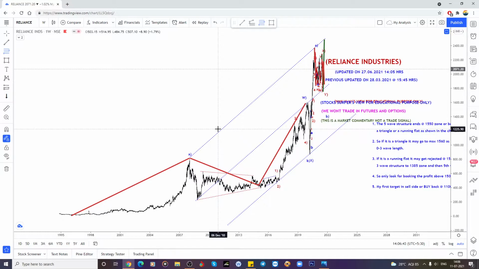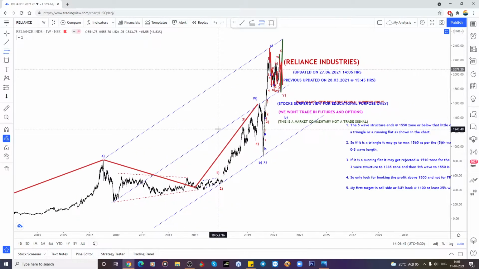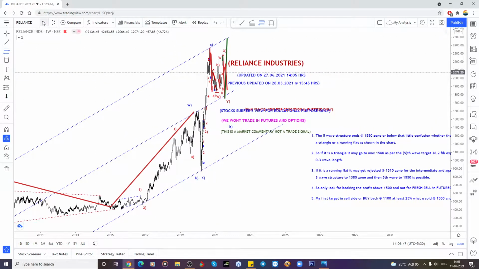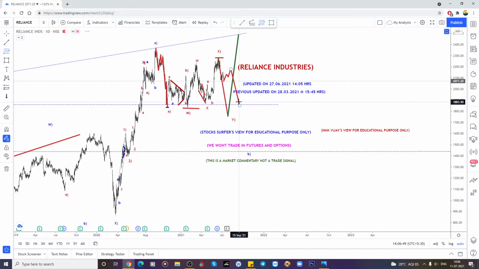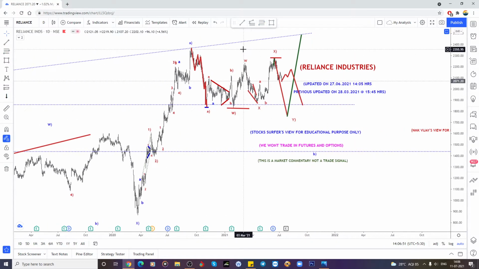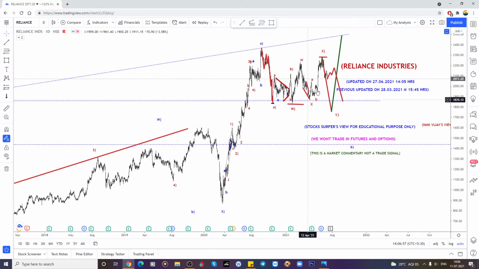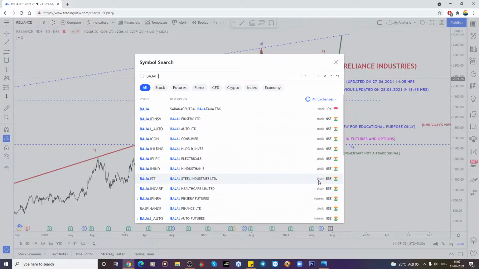what I'm trying to say is that 16,200 is my target. So at that time, if Reliance is not breaking this high and Nifty is falling, it could reverse also. In the bigger correction we are in that. So next we want to move on to the Bajaj Finance.